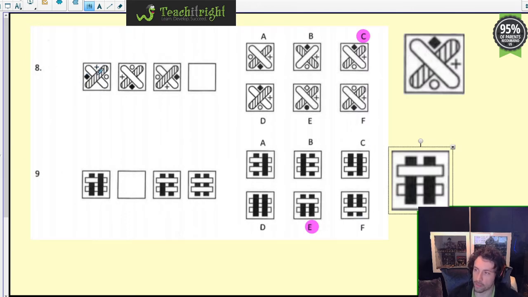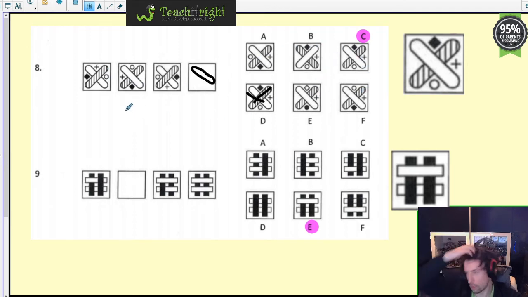So the overlap is changing. If you look, it's the white behind, then white in front, white in back. So we want to have the white on front for this one. So that will eliminate D. And sadly, only D. We've also got to always have a plus, a circle, and a diamond. And sadly, there's a plus, a circle, and a diamond in all of them.